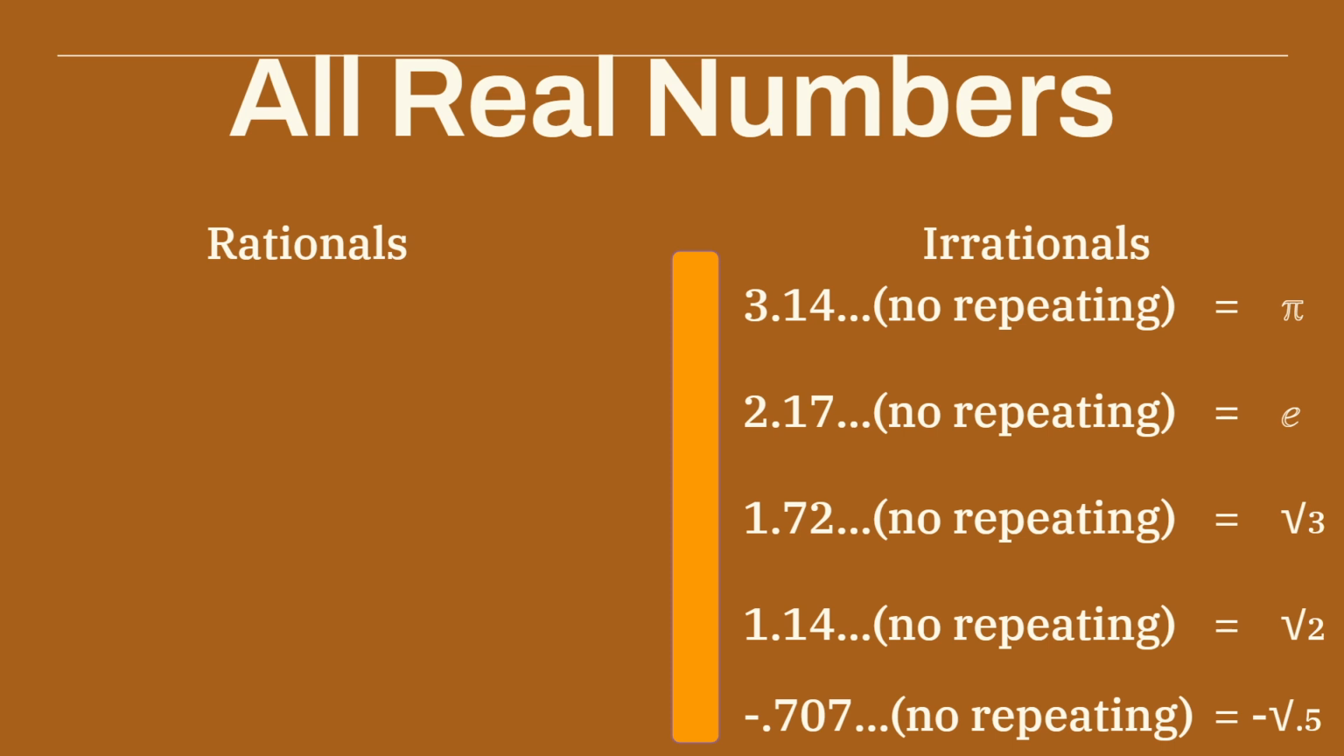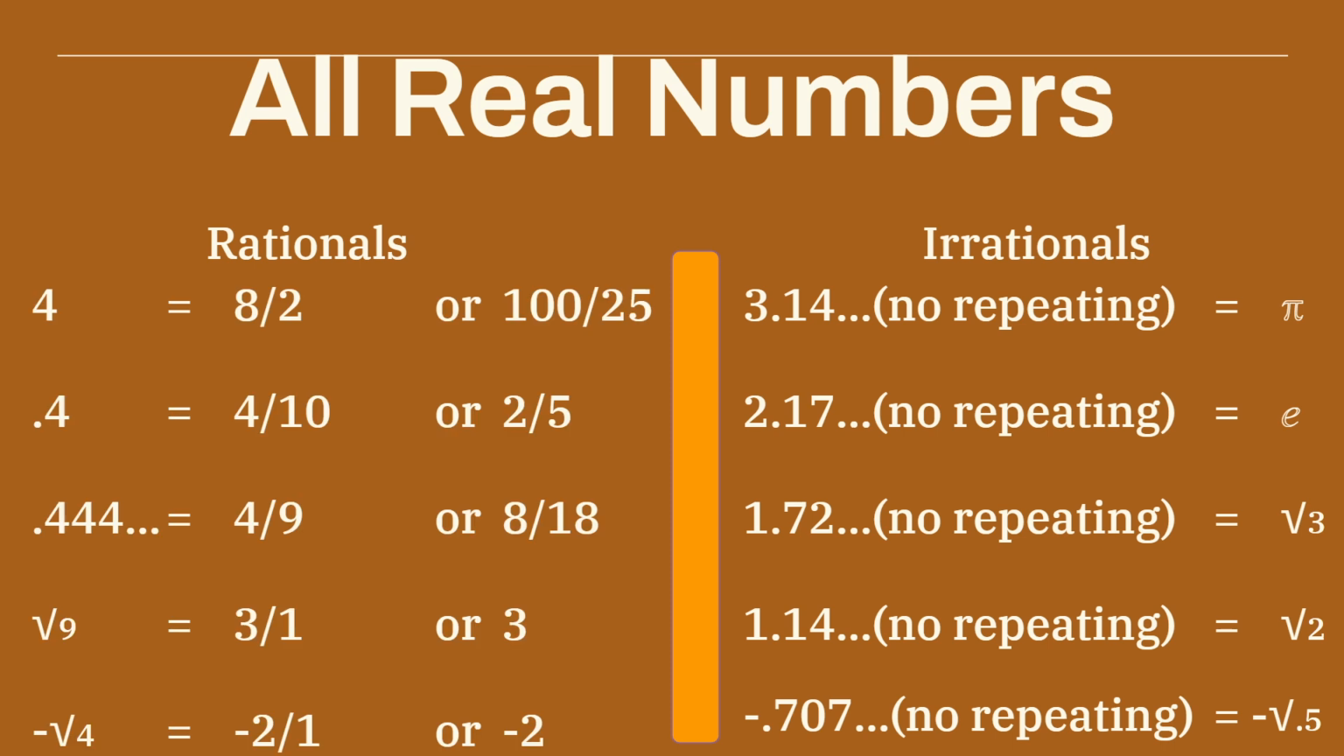1.72, with more numbers behind it, that's the square root of 3. 1.14 with non-repeatings, that's the square root of 2. And the infamous negative 0.707, we knew that well from trig, that's negative square root of 0.5, or we tend to call that negative square root of 2 divided by 2, same number. So again, we tend to symbolize our irrationals because they are not writable. So all the real numbers are represented by the combination of the rationals and the irrationals.